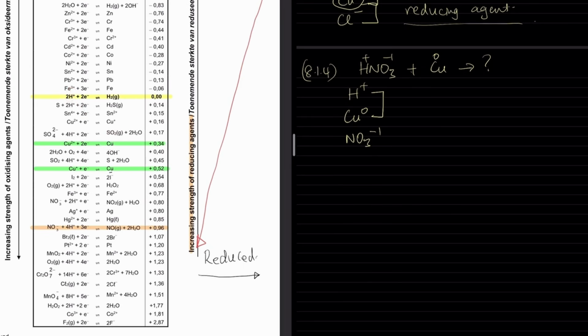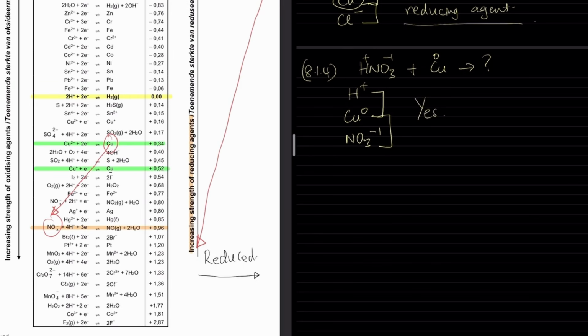But can I draw a diagonal between the copper and the NO3 minus? Let's see. Here's copper, here's the NO3 minus. There we go. There's my diagonal. And so since there is a diagonal, the answer is yes, there is going to be a reaction.